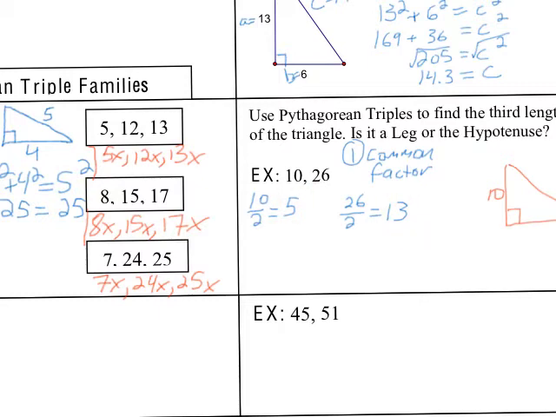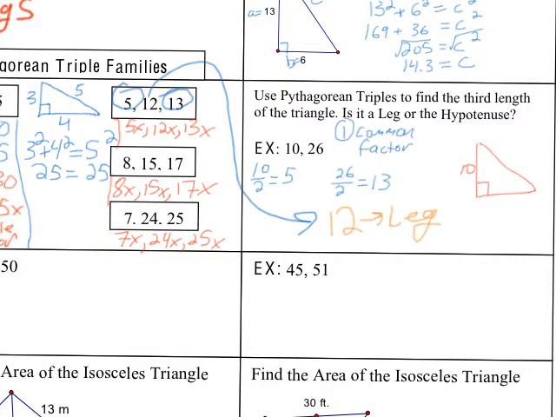So I go over here to my families and I check. Hey, it looks like I've got a 5 and a 13. Must be that the missing number is 12. So it must be the case that 12, well, let's go orange, 12 is my missing number. Is it a hypotenuse or a leg? Well, it's not the biggest number, so it must be a leg, and that's how we're going to use these Pythagorean triples.